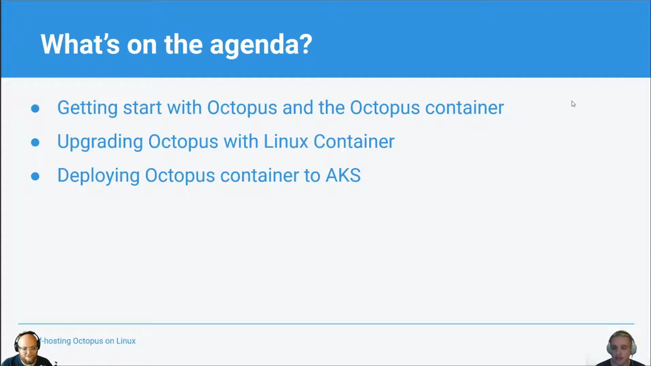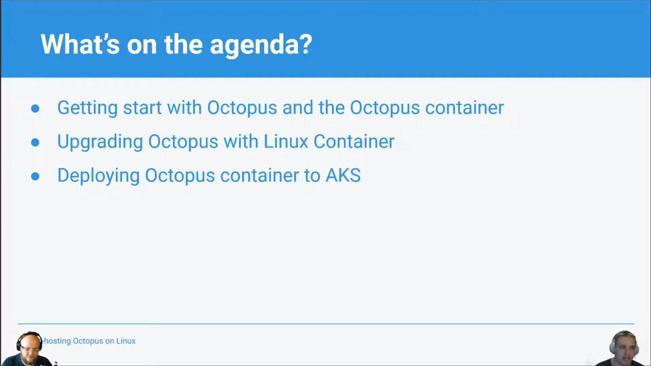We'll be talking about the Octopus Linux container image. It's been around for a while. You probably agree, Derek. We released it in 2020.6. We made it a full production release and took the EAP flag off.